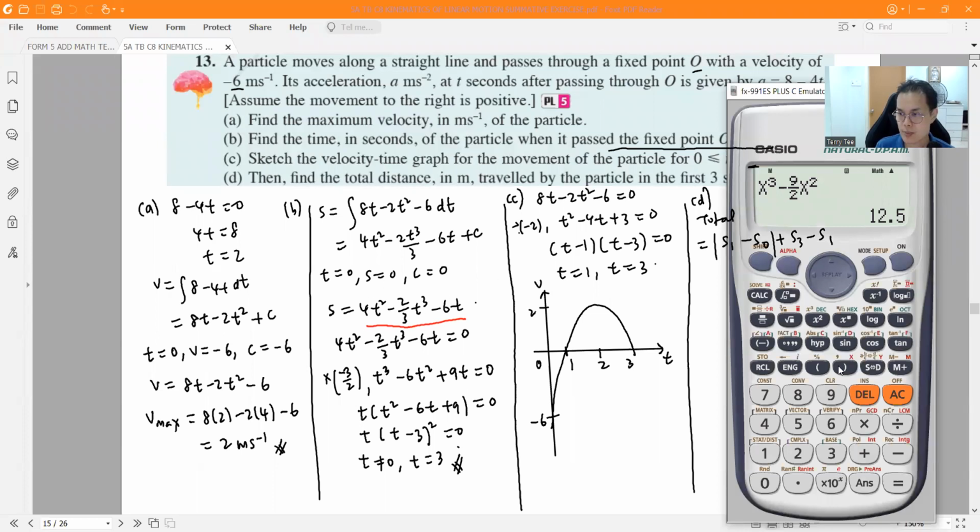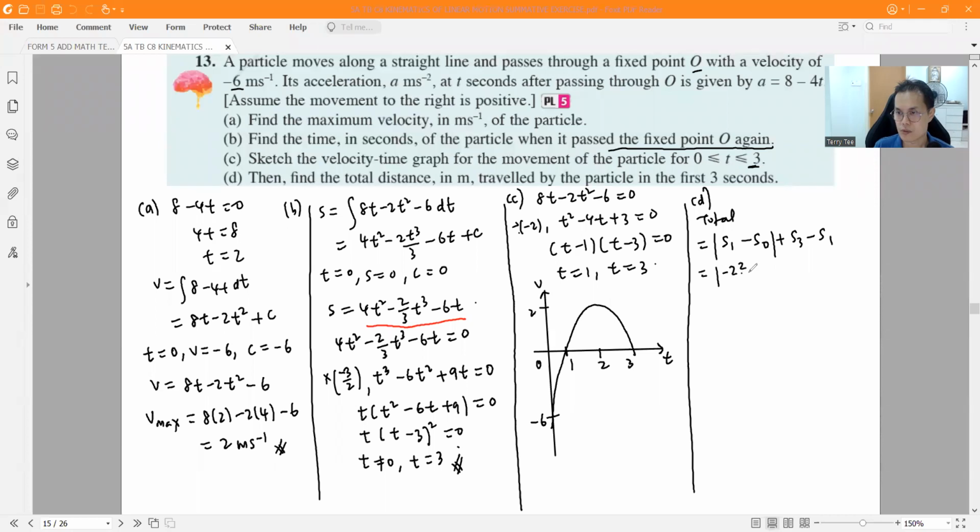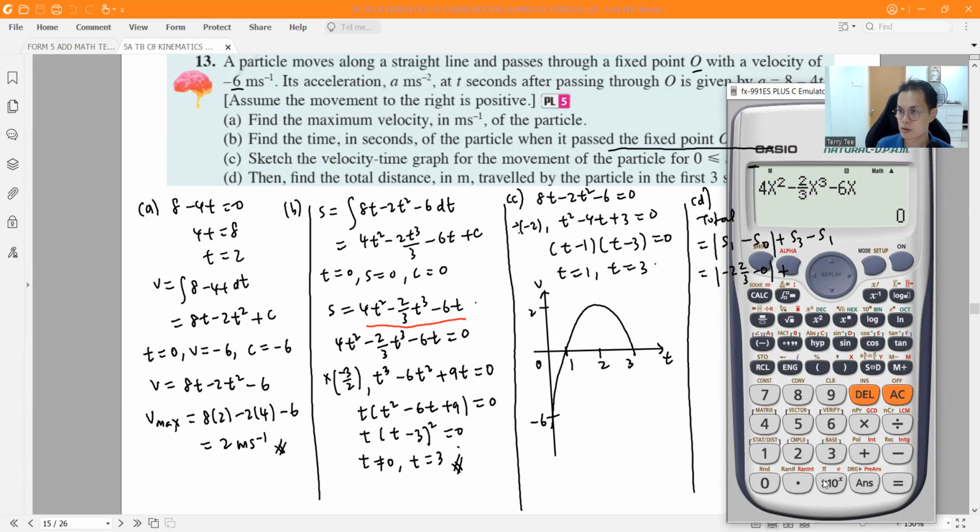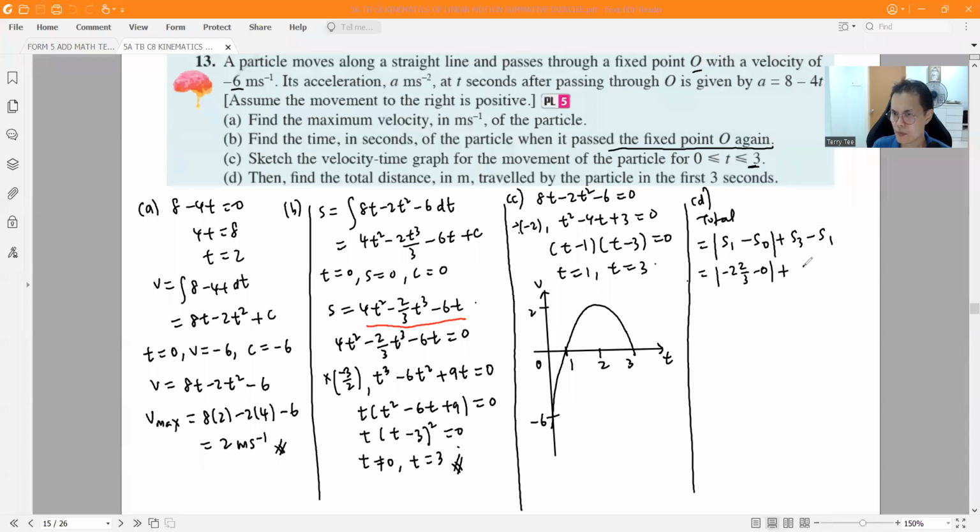Now, let's not do too much work. I'm going to key in my displacement function here: 4 alpha x squared minus 2 over 3 alpha x cubed minus 6 alpha x. First calculate, pick a number. Let's start with 0. 0 is going to be 0, right? Put 1. 1 is going to give us -2 2/3. This is -2 2/3. This is going to give us 0. Let's find out what S3 is. Put 3 here. I got 0. In fact, I already know, it returns to the point O when t is 3. So this is going to give us 0 minus -2 2/3. You add up, you get 2 2/3 times 2, that is 5 1/3.